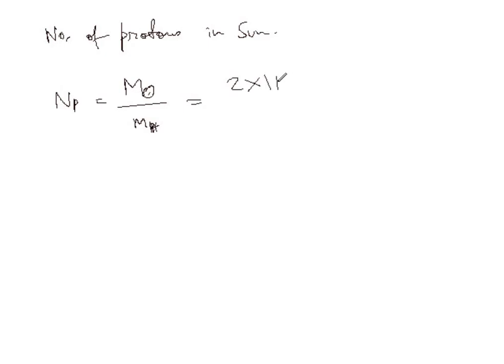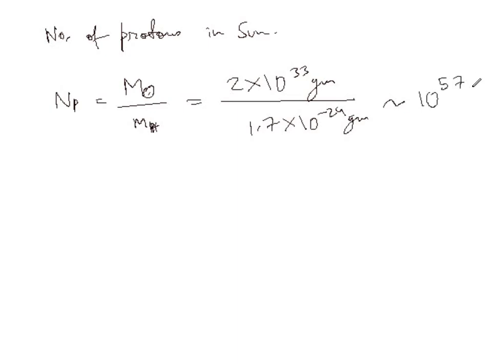Now, number of protons in the sun, what is it? Let's see. The number of protons is the mass of the sun divided by the mass of hydrogen, and this you will see comes out to be 10 to the power 33 gram divided by 1.7 times 10 to the power minus 24 gram. Again, this is of the order of how much?